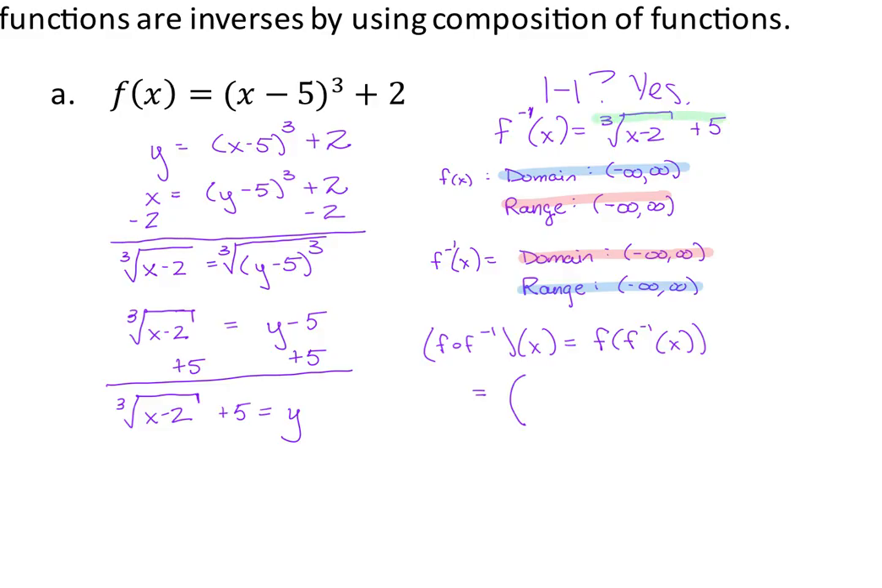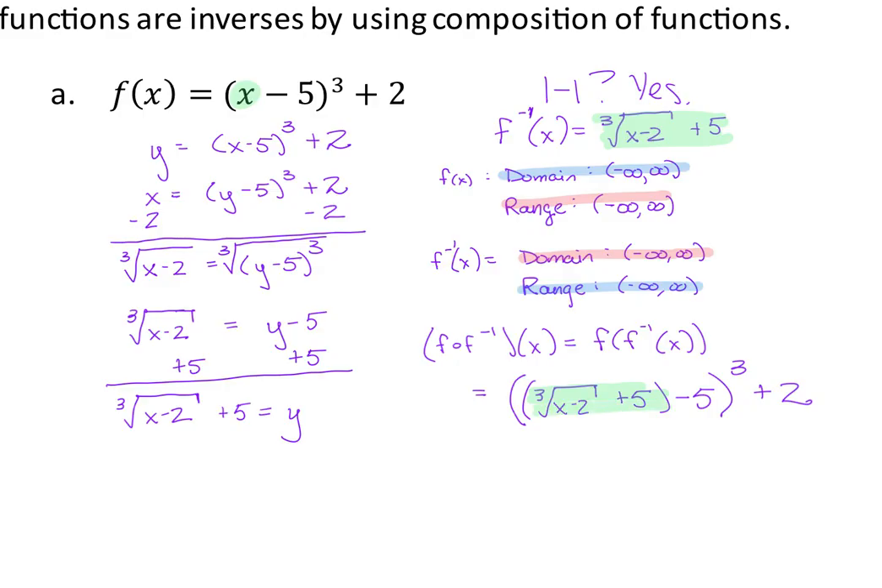All right, if we do this, we get, I'm going to plug this whole thing in to my x, and then we simplify. So we get the cube root of x minus 2 plus 5, minus 5, cubed plus 2. And so in my original function, this is what we were replacing x with.